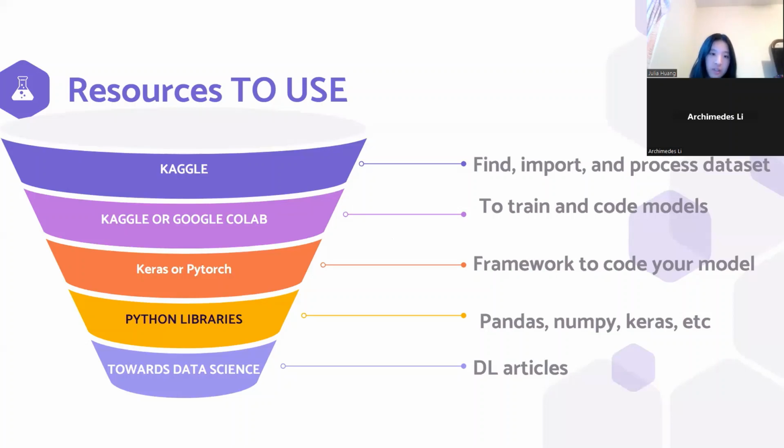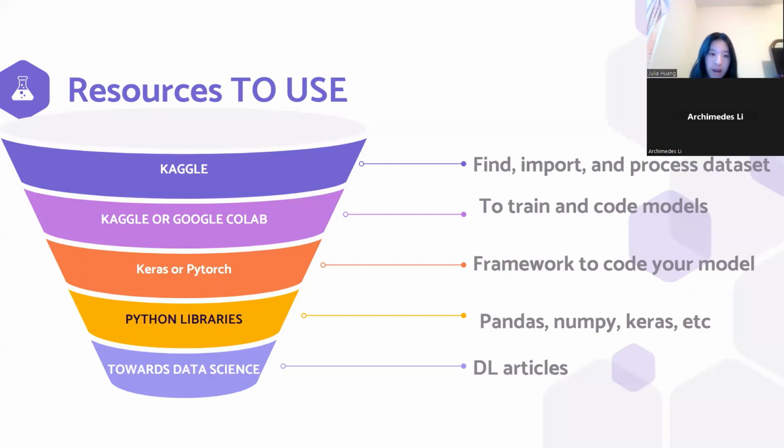So here are some resources I mentioned before, as a recap. With Kaggle.com, you can find, import, and process data to train and code models. You can also use Kaggle or Google Colab. Both of them are Jupyter Notebook environments, which means you can put code in there and then run it. On these two platforms, you can use Python or the R language to code and train models. There are also the Keras and PyTorch libraries.